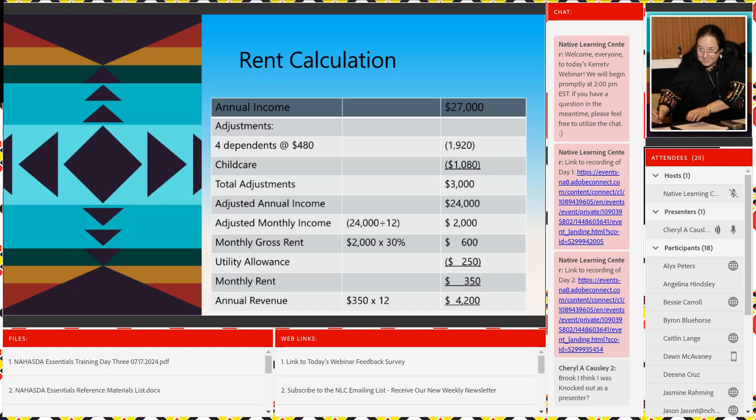So you take that adjusted annual income, 24,000 divided by 12, and that's 2,000 monthly, okay? Their monthly gross rent, 2,000 times 30%, the most you're allowed to charge them is $600. So we got a utility allowance of $250 in this case scenario, a monthly rent of $350. The annual revenue you're going to make off of that unit is $4,200. Okay, so $350, 12 months a year, if they paid everything they owed you.